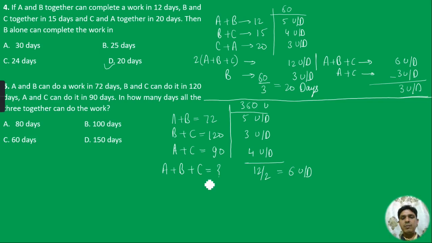Right? And the number of days taken by A, B, C will be the complete work, that we have assumed to be 360, divided by the one day work of A, B, C. So here we will get 60 days. So students, the answer of this question will be 60 days. Right? So this was the type 2 question of time and work.